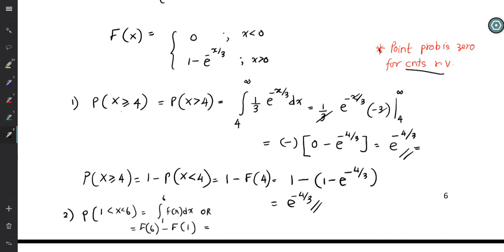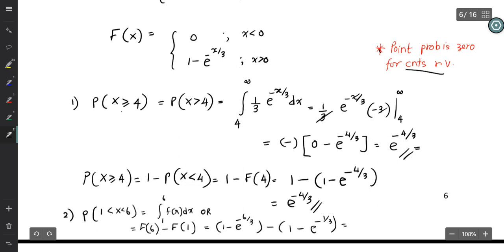F evaluated at 6 is 1 minus e to the negative 6 over 3, minus 1 minus e to the negative 1 over 3. Again, the 1 and 1 cancel out. You'll end up with e to the negative 1 over 3 minus e to the negative 6 over 3. So this will be the answer, and you can plug this value into a calculator and find the answer. I hope now this is clear how to find the probabilities for an exponential random variable.